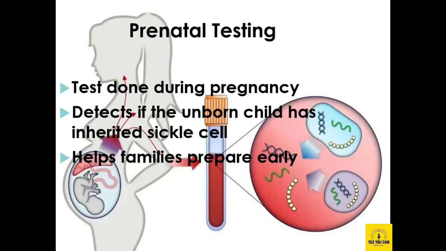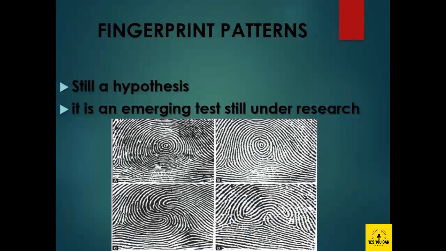As I said, this gives health workers an insight into whether the baby will be born with sickle cell anemia, so they can start giving antibiotics to boost the immunity of this fetus. What are some of those antibiotics? They include penicillin, and also close monitoring of the baby immediately after birth.